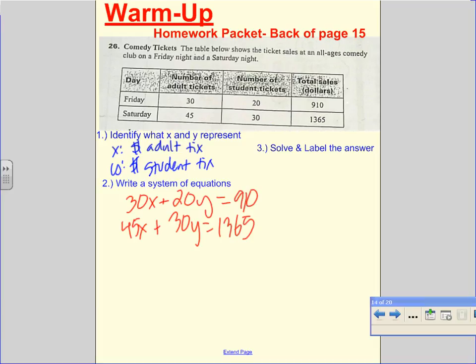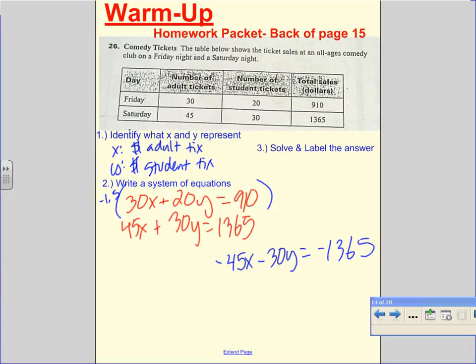Well, one answer. If we solve this using elimination, what can we multiply the top equation by to eliminate something? So we can multiply the top equation by something. It's going to be a decimal, but a nice decimal. Jake? Awesome. We can multiply the top equation by negative 1.5 and eliminate something. So if we multiply that top equation by negative 1.5, we end up with negative 45x minus 30y equals negative 1365.